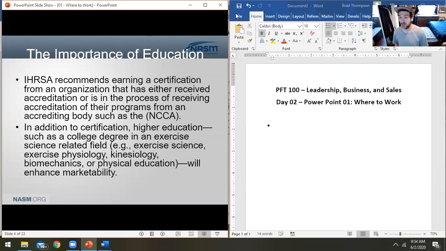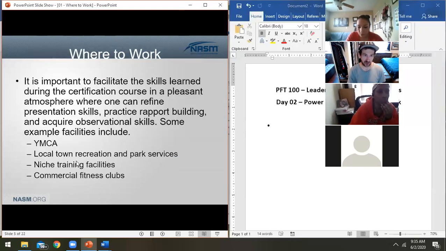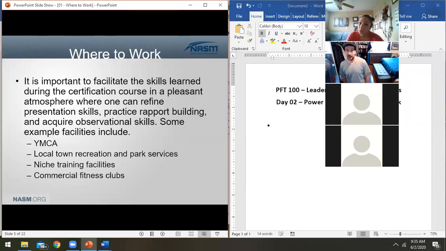So in addition to certification, higher education such as a college degree in some science-related field, exercise science, exercise phys, kines, will enhance your marketability. However, even a degree in exercise science doesn't guarantee you a job in most gyms. You could have a kinesiology degree, but if you don't maintain certification, they don't put that much emphasis on it. You do want to make sure that you maintain your certification too. That's another thing we're going to talk about in this course.